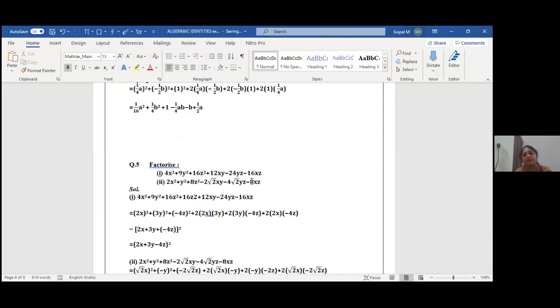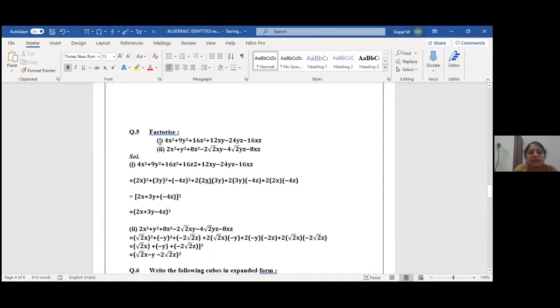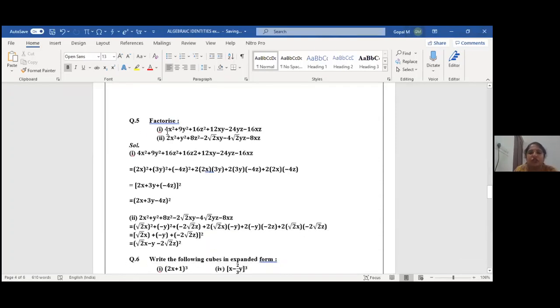No, ma'am. Any doubt in the first sum? No, ma'am. If you want to see, the second question. First question, 4 is a perfect square, 9 is a perfect square, 16 is a perfect square. So all three we got as perfect squares, so easily we have finished it, right?